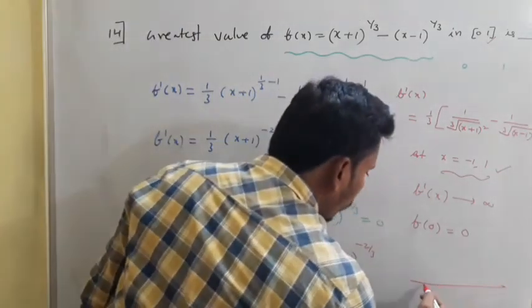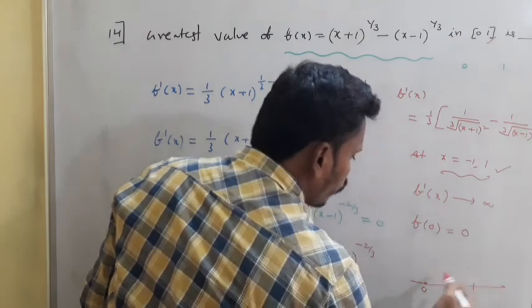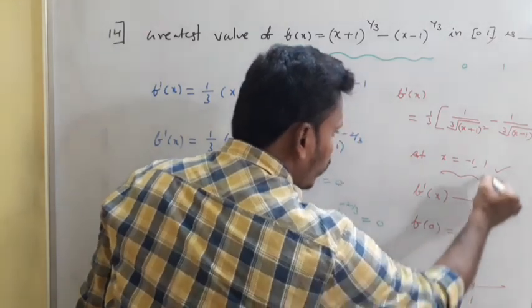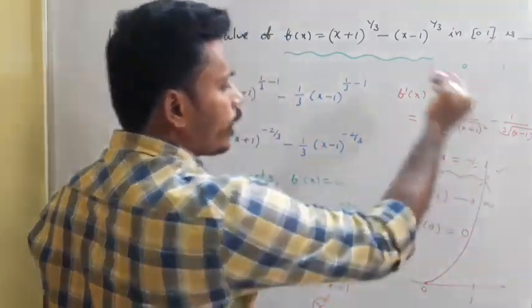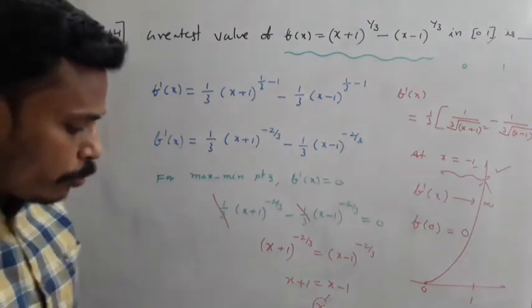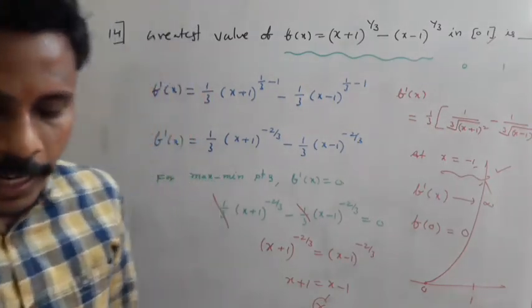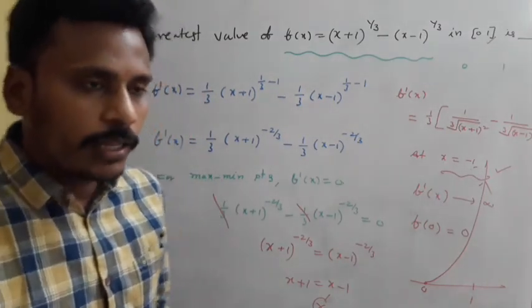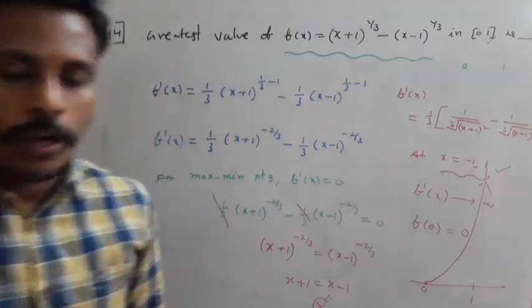When you try to sketch the graph, this is 0, this is 1, the graph is like this. Starting from 0 it leads to infinity. Since the question is about mentioning the greatest value of the function, infinity in the sense, does not exist actually. Okay, have a look.